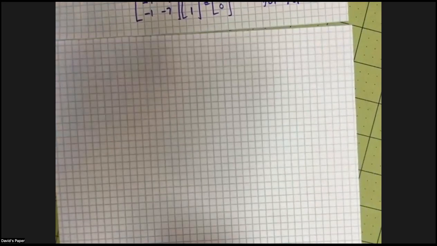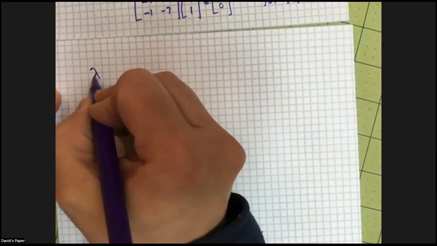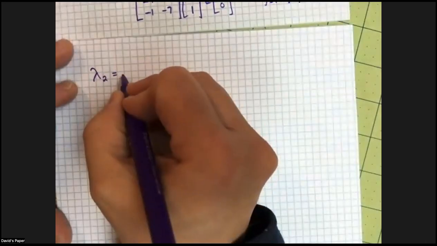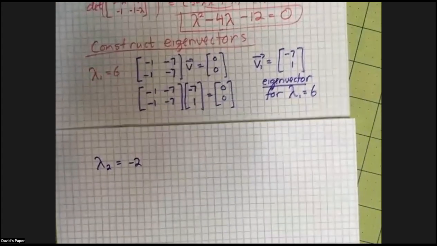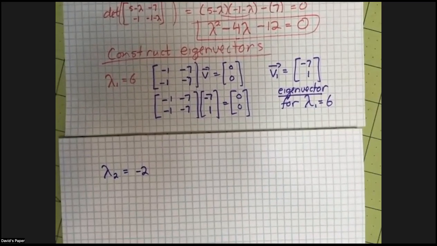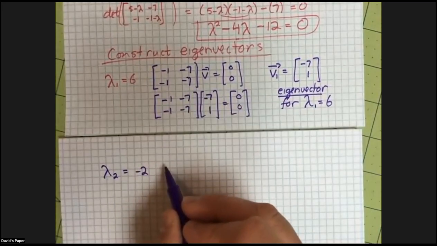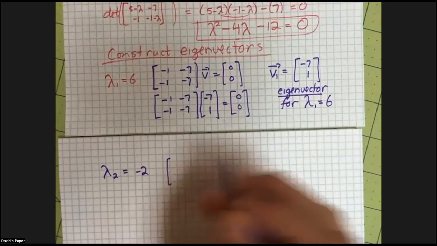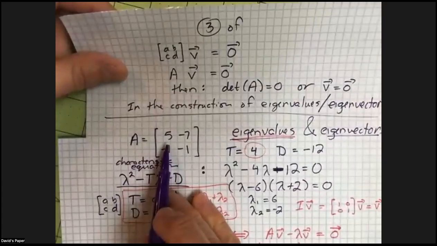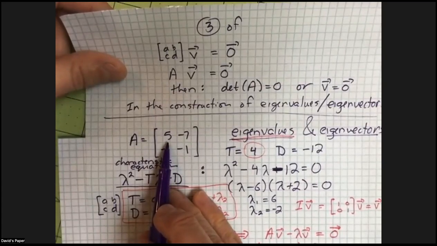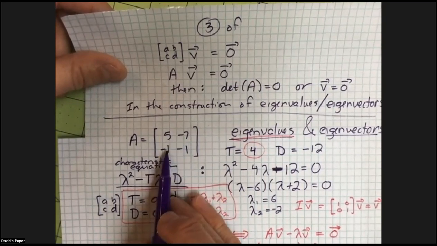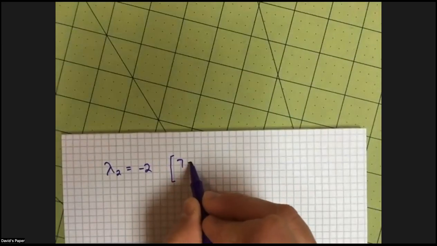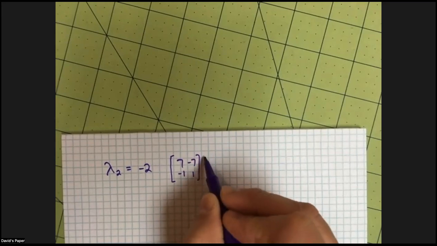Let me do the other eigenvector, and then we'll take a break. So the other eigenvector is when lambda 2 equals minus 2. I try to get this all on one screen, but it's not going to work, but I'll get this comparison down. So here's my adjusted matrix. Subtract minus 2 on the main diagonal. Subtracting minus 2 means you add 2. So I get 7 and 1. Minus 7, minus 1 stay the same. 7, 1, minus 7, minus 1. But remember this.